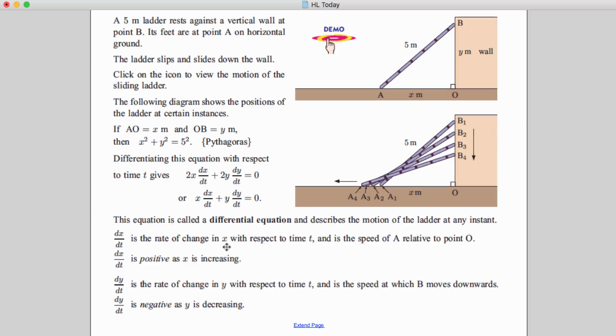Some obvious things here. dx/dt is a rate of change in x with respect to time t, and the speed of A relative to point O. Here is point O right here. dx/dt is positive as x is increasing. Even though it's moving to the left, the length of x is increasing, so the change is positive. Whereas if B is moving down, the length of y is decreasing, so therefore it would be negative.